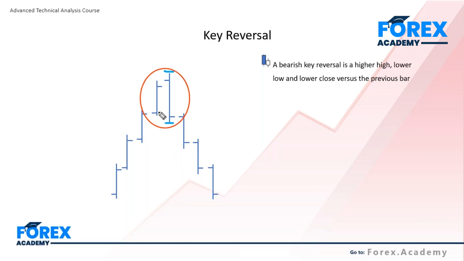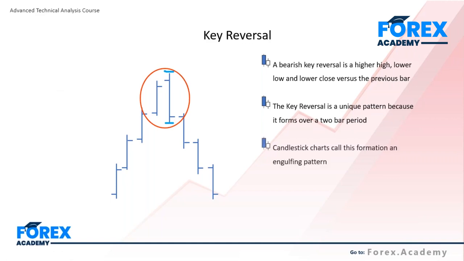In other words, in terms of its appearance, the key reversal day has a day's range that is larger than the previous day and has moved in an opposite direction to the trend that has prevailed up until that point in time. Key reversal is a unique pattern because it forms over a 2-bar period. You may recall from our discussions on candlestick analysis last week that the Japanese bearish or bullish engulfing pattern would be a very similar pattern to the key reversal.